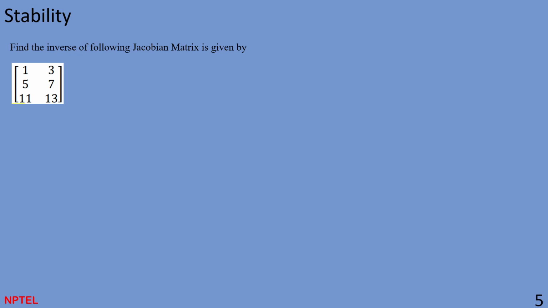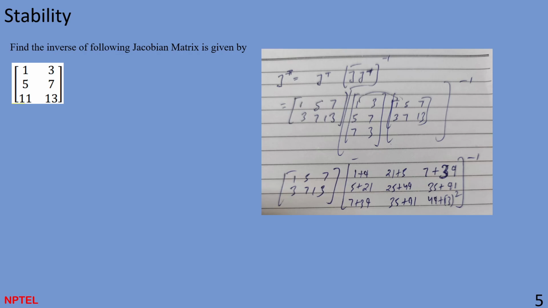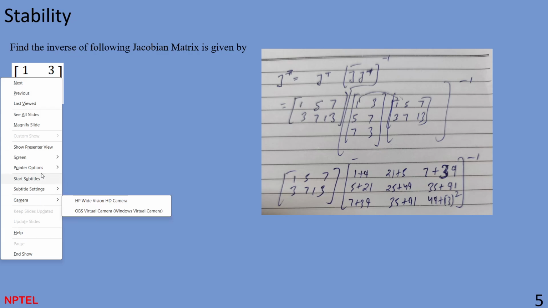So here you need to find the inverse of a Jacobian matrix. That seems simple, right? How to find the inverse of a matrix? But here the problem is that it's not a square matrix, and inverse is only possible for a square matrix. But Professor Suvakana has already taught you that for a Jacobian matrix, you need to find something called the pseudo Jacobian matrix. So here you just need to apply this formula. Please do remember this formula. This formula is important.